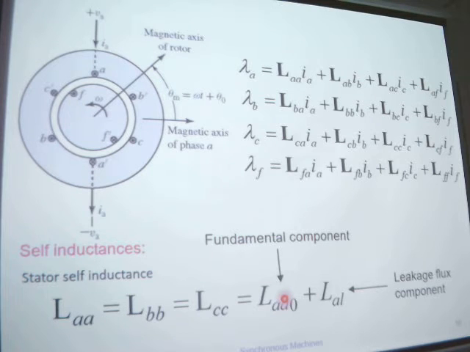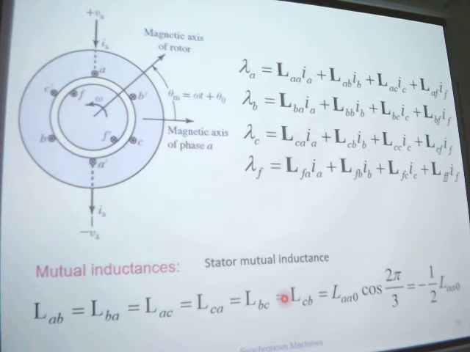So let's see the others, and the mutual inductance, just as LAB, LBA, BA here, and here. And also the CA, BC. There are six inductances. Generally, they are also the same.